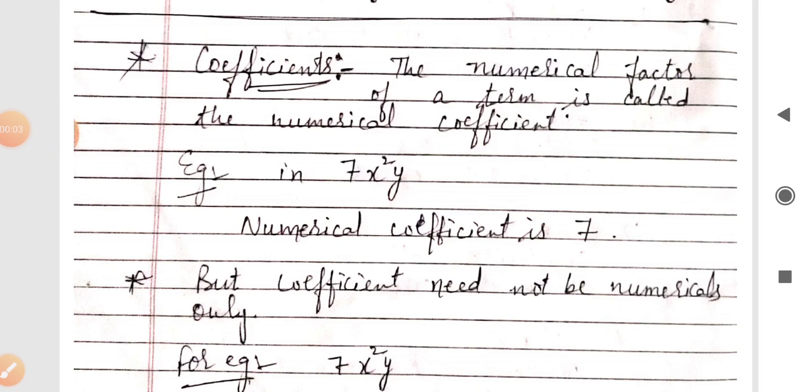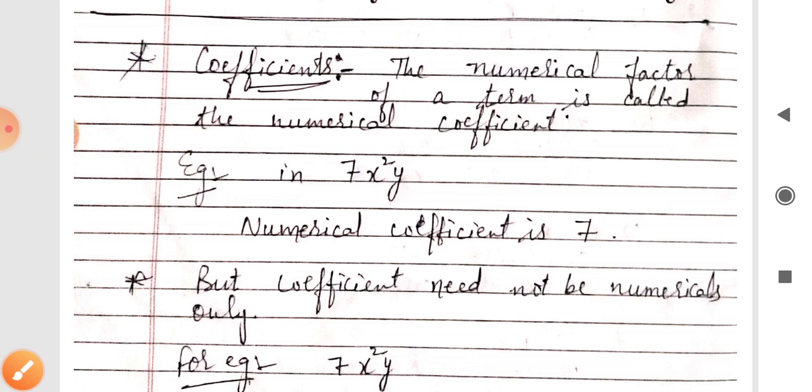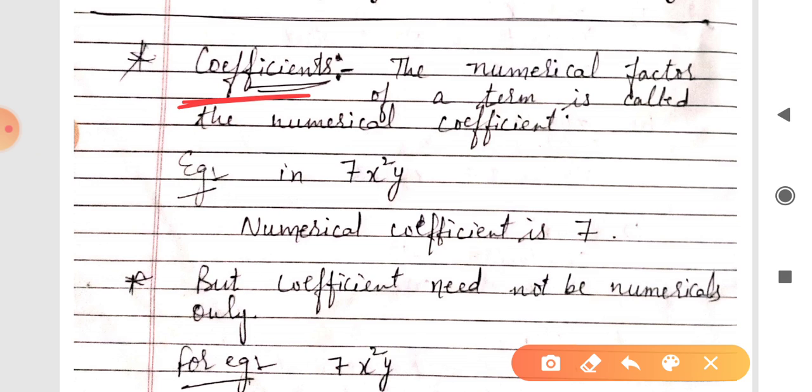Hello students, in this video we will discuss the next topics of chapter 5, algebraic expressions. The topic's name is coefficients. What are coefficients? The numerical factor of a term is called the numerical coefficient.